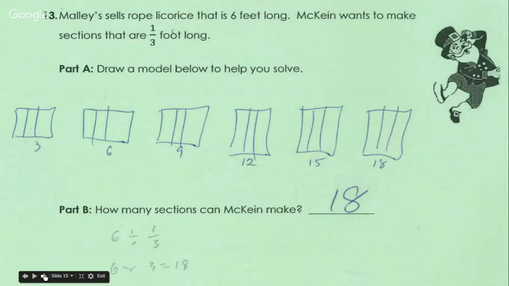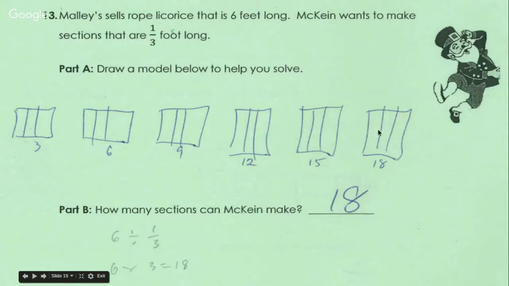All right, Mally sells rope licorice that is 6 feet long. McKean wants to make sections that are 1/3 of a foot long. Part A was to draw a model to help you solve. So again, what you needed to figure out, what are we splitting? Are we splitting the 6-foot rope licorice, or are we splitting the 1/3 foot long sections? The only thing we could be splitting in this situation is the 6 foot of rope licorice.